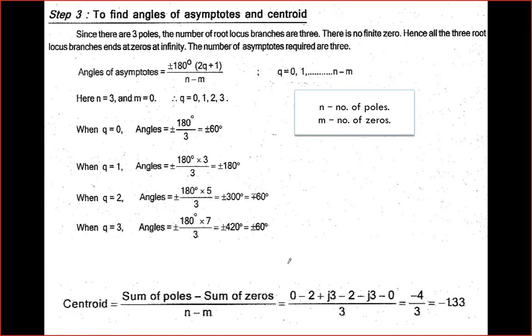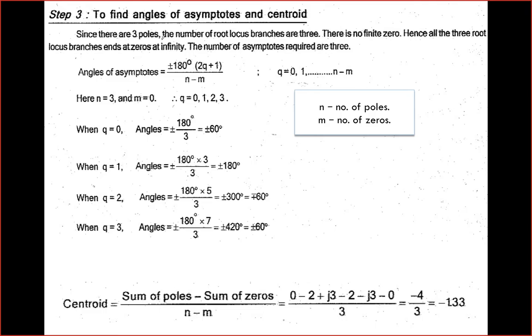Okay, next third step. ஒழுங்கா கவனி. மூணாவது ஸ்டெப். 2 ஸ்டெப் தான் முடிச்சிருக்கிறேன். 2 ஸ்டெப்லேயே வந்து ஒரு பிரான்ச் கண்டுபிடிச்சாச்சு. மூணாவது ஸ்டெப் போயிட்டோம். Third step, to find angles of asymptotes. நான் சொல்லியிருந்தேன், asymptote is a line which is mainly used to trace the root locus branch. அசிம்டோட்ஸ் தேவைப்படும். அந்த அசிம்டோட் பேரலாக தான் வரைய போகிறோம். So we need asymptotes, it is a line.